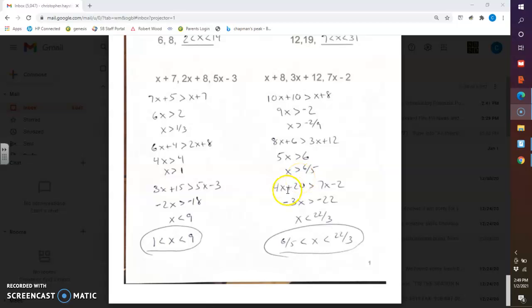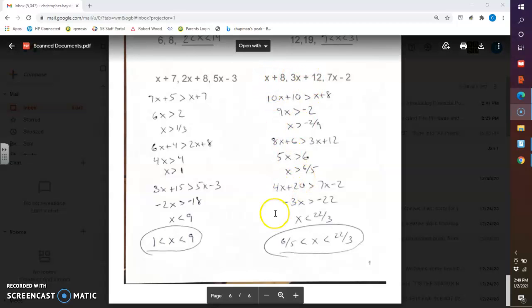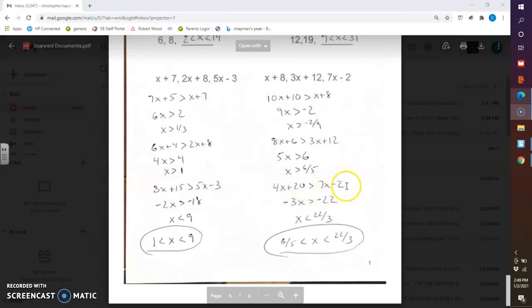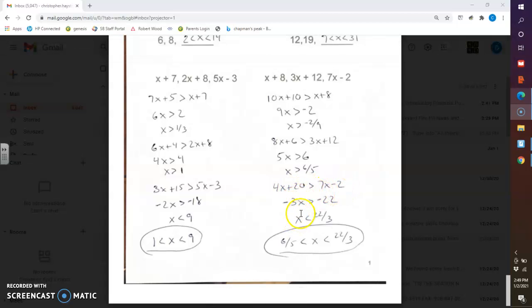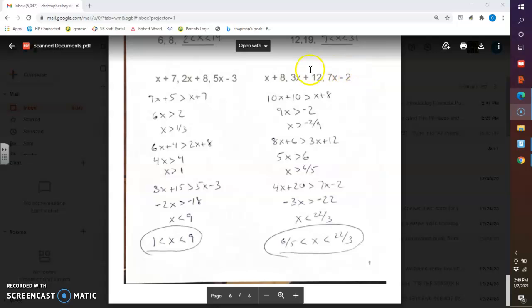And finally, x plus 8 plus 3x plus 12, which is 4x plus 20, has to be greater than 7x minus 2. And that becomes x is less than 22/3. We can't have a negative number here anyway, so it's got to be the higher number. 6/5 is less than x, which is less than 22/3. And you do want to make sure, especially for your lowest number, that it doesn't create a number lower than 0 on any of these, which my lowest number here will not create any zeros.